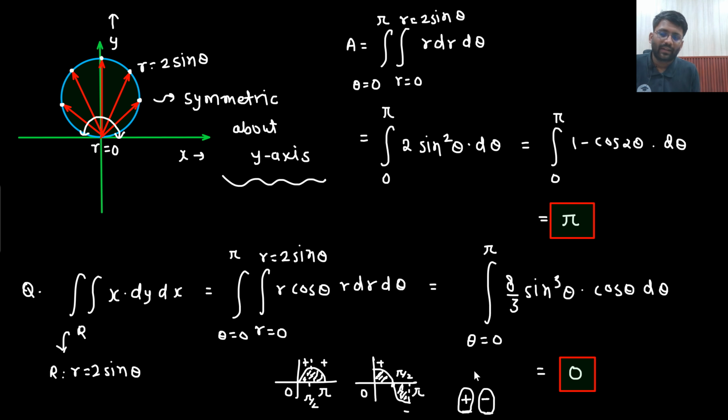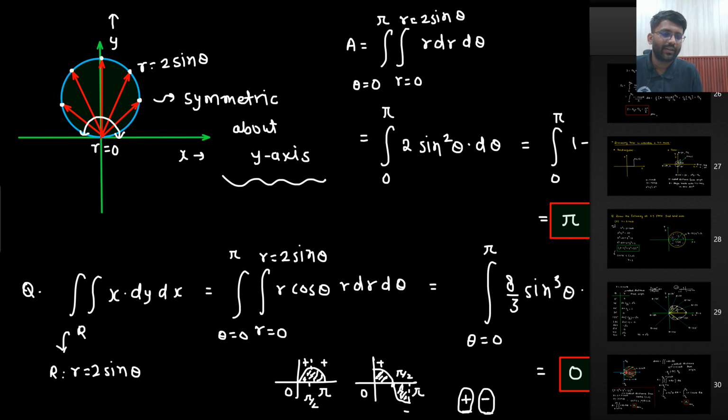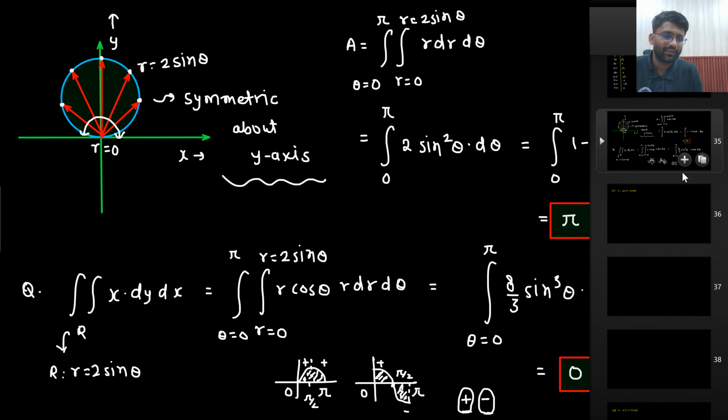Now another thing we can calculate. What we can calculate? We can add a page and we can calculate the integral of xy dx dy over the region R. And what is region R? Region R is nothing but r equals 2 sin theta.